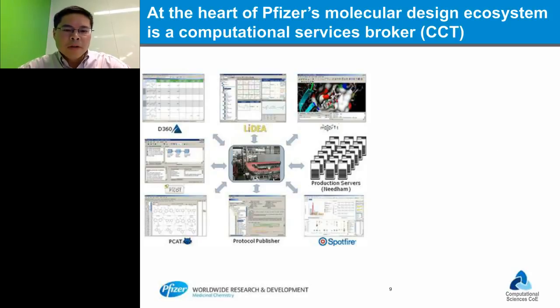As far as these tools are concerned, they're a combination of vendor-supplied tools like E360, Pipeline Pilot, and Spotfire, as well as in-house applications that have been designed for specific tasks. So MoveIt for 3D design, IDEA for library design, and PCAD for 2D design and analysis.